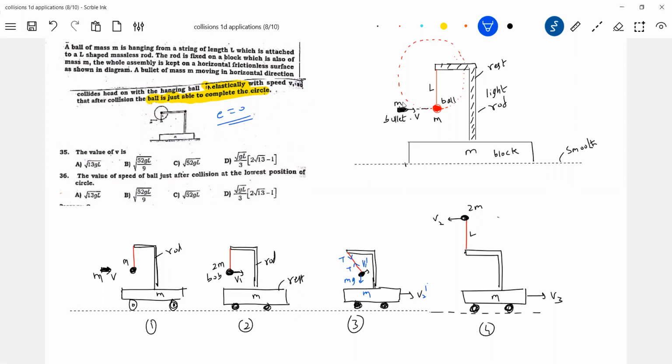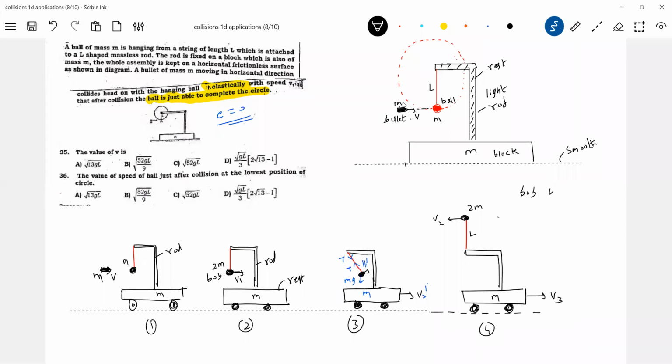Work done by tension is in fact not 0, because the path will not be circular. If the path of the bob is circular, then the tension will always act perpendicular to the velocity of the bob. Work done by tension on the bob would be 0. Work done by tension on the trolley would be positive. Then we cannot apply conservation of mechanical energy. But here the path of the bob in the ground frame will not be a circle.